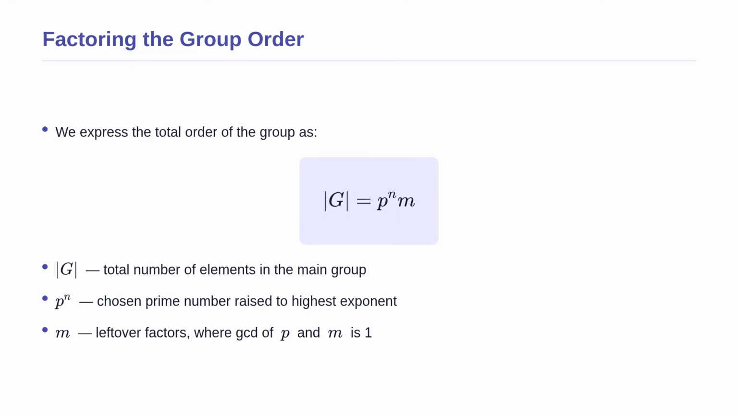Crucially, the greatest common divisor of p and m must be exactly 1, meaning p does not divide m at all. If the variable n increases, the size of the prime-powered portion grows, leaving less for the remainder m. This equation perfectly separates our prime of interest from the rest of the group.